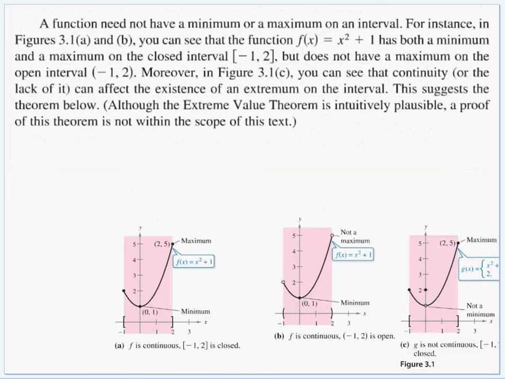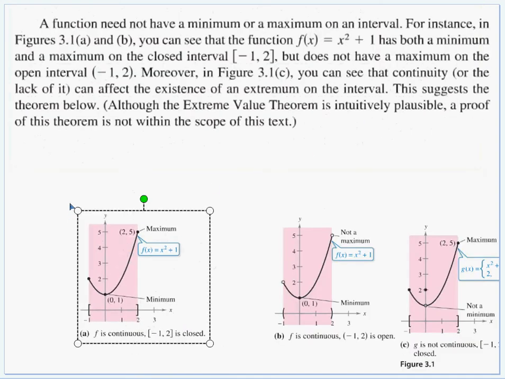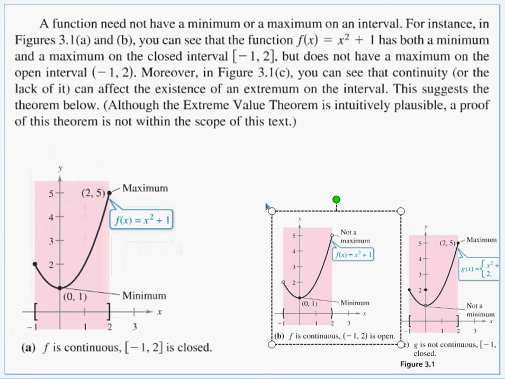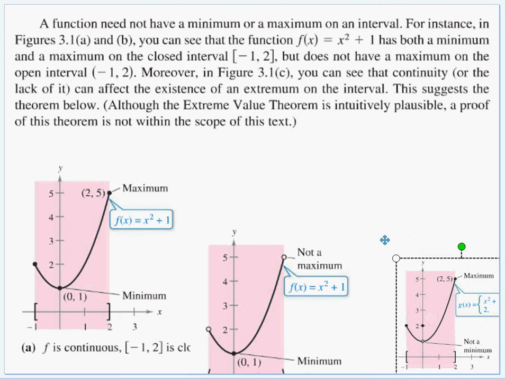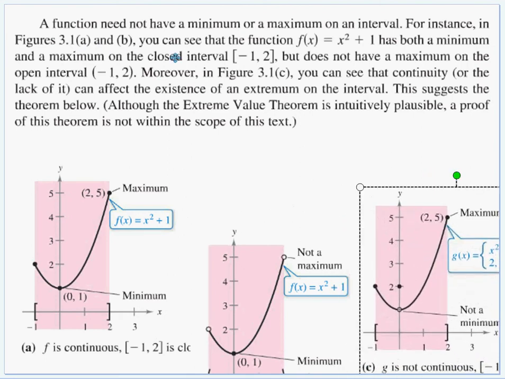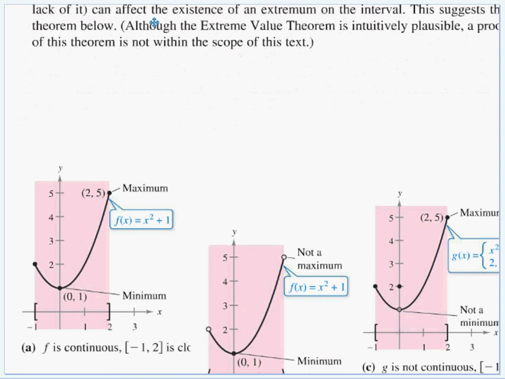Okay, let me make these a little bigger. It says here, a function need not have a min or a max on an interval. For instance, in the figures we're going to see down below, x squared plus 1 has a min and a max on a closed interval, but does not have a max on the open interval. Again, we'll look at these here. It's better to see in the picture.